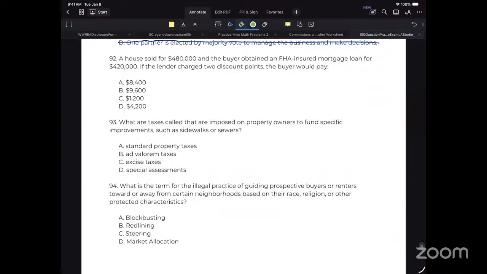92. A house sold for $480,000, and the buyer obtained an FHA insured mortgage loan for $420,000. If the lender charged 2 discount points, what would the buyer pay? So it's a math question and we'll get to it.